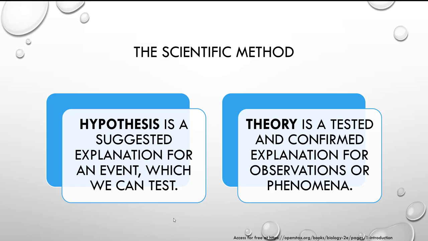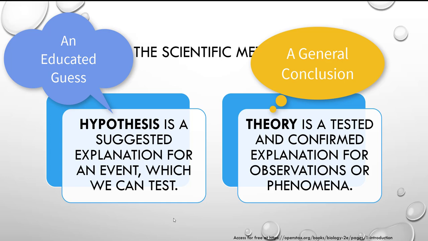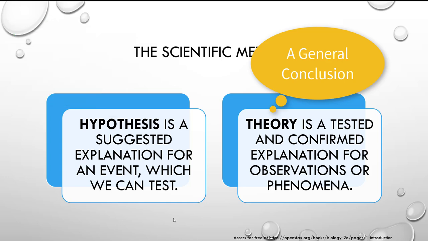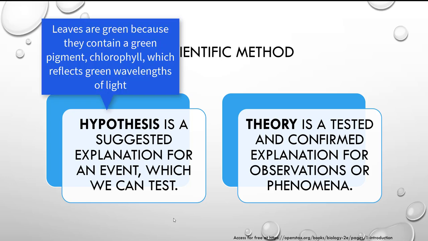Whereas a hypothesis is just a suggested explanation for a single event that can be tested, a theory is very broad in scope. So it's something that's been confirmed and tested over and over again with varied evidence. So, if I look at a leaf and say that the reason why it's green is because it has chlorophyll that absorbs green wavelengths of light.